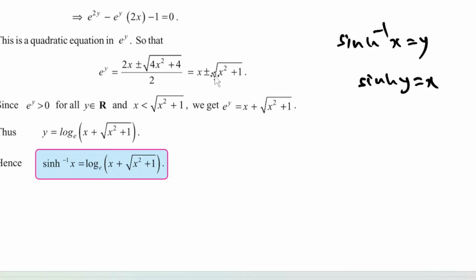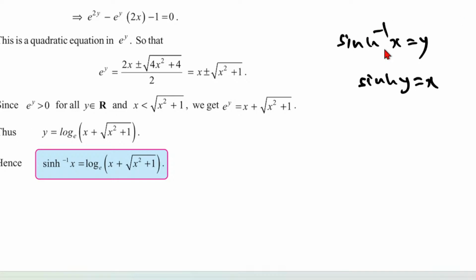So what does that mean? If you take logarithm on both sides, y should be log of x plus under root x square plus 1, or x minus under root x square plus 1. But we cannot take x minus under root x square plus 1 because that will be a negative number. That's why we take only the positive. Logarithm can take only positive numbers as inputs. That's how we got y.